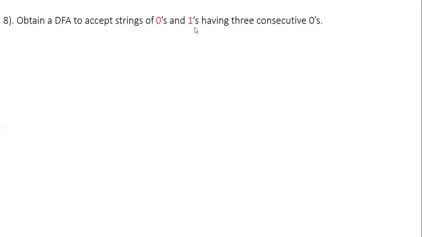So what he's trying to mention as the condition here is that the string must have 3 consecutive zeros. 3 consecutive zeros means continuous 3 zeros. If any string consists of 3 consecutive zeros followed by any number of ones, it does not matter, it should be accepted. So here, what is the minimum string?